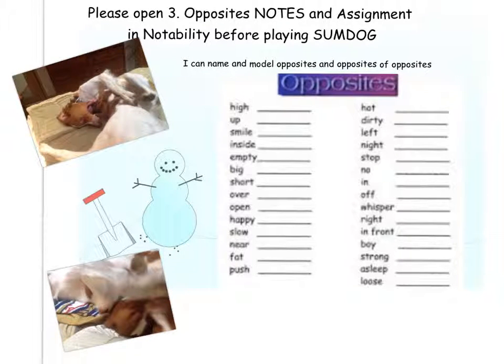Okay, so welcome. Today what we are going to be doing is opposite numbers and assignments. So opposites. You guys know opposites: high, low, left, right, whisper, shout. So if you want, just take a minute to fill out as many of these as you can think of.